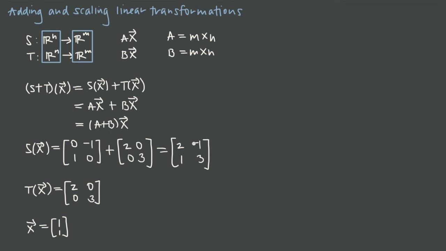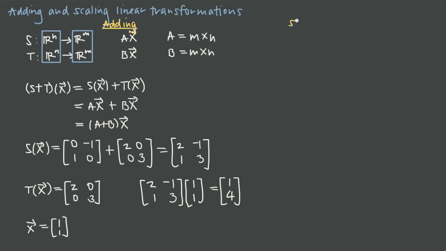And now I can just apply this to the vector 1, 1. So I can just take the sum 2, negative 1, 1, 3, and multiply it by the vector 1, 1 that I want to transform. And the result there will be 2 and a negative 1 is 1, 1 and 3 is 4. And so after adding those two transformations together, the result is the vector 1, 4. So this was what we got when we looked at adding the transformations.